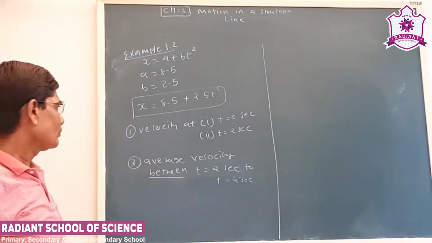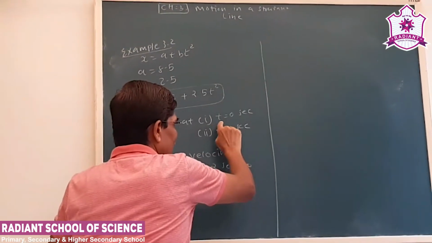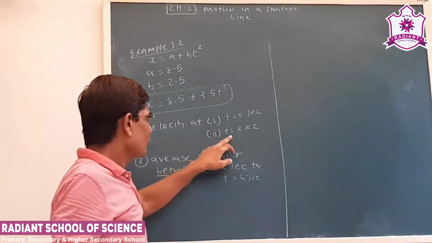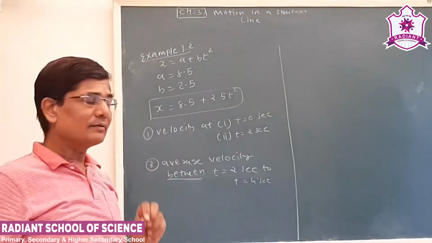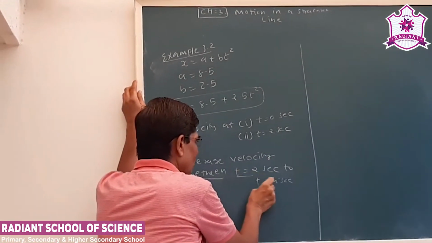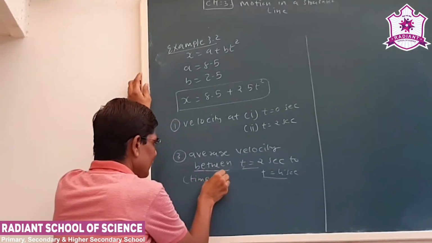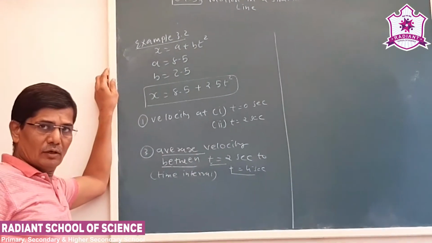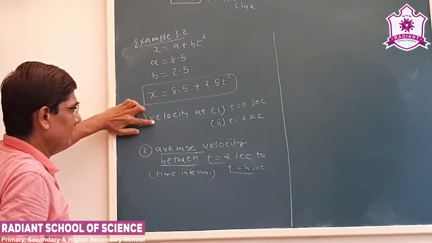See here, we have to obtain velocity at only one time value, that is 0 second or 2 second. Okay, that is always instantaneous velocity. But whenever it says the time between 2 second to 4 second, or whenever it says time interval, that is always average velocity. Okay.